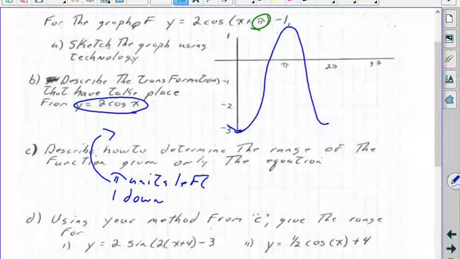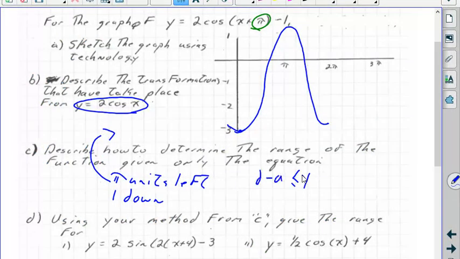But if I didn't want to graph that, we can use this concept here. The range will be your vertical displacement minus your amplitude. That's your low point, your minimum. And your maximum is your vertical displacement plus your amplitude. In this case, -1 minus 2, -1 plus 2. As we said, -3 to +1.